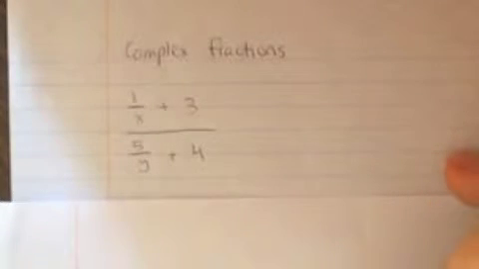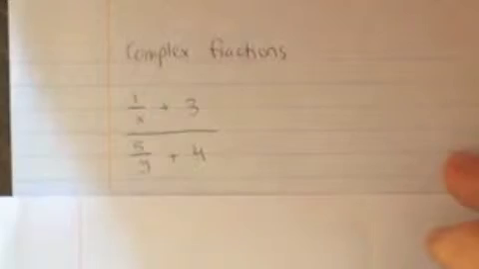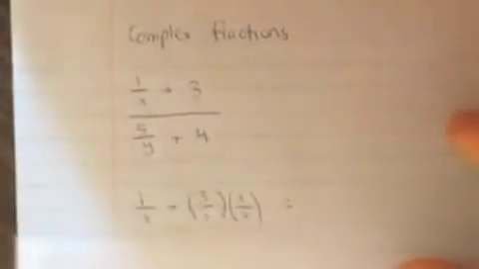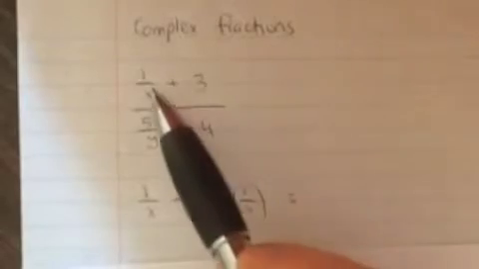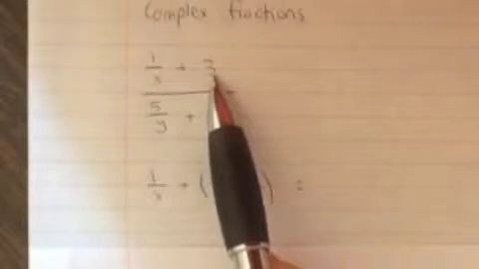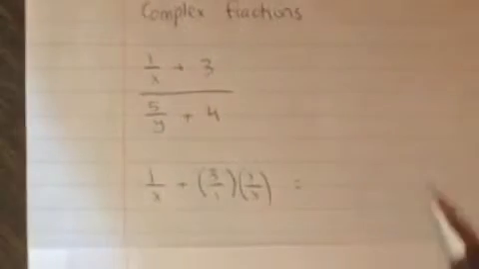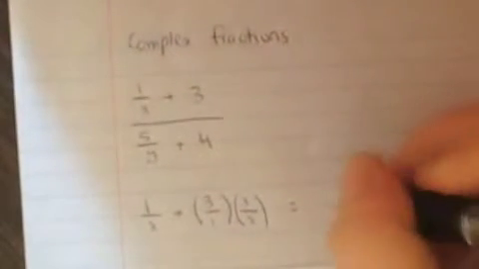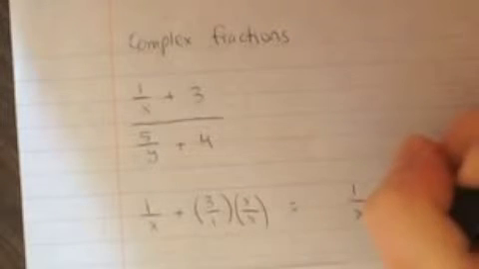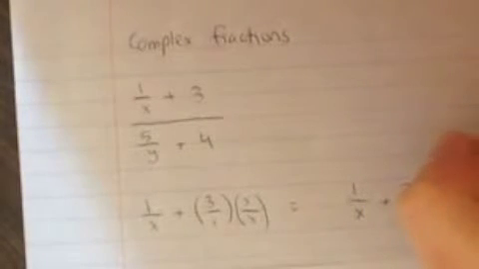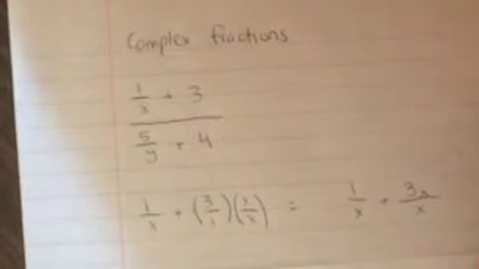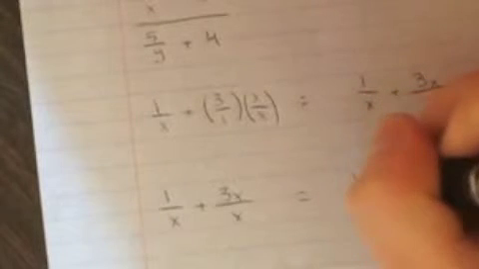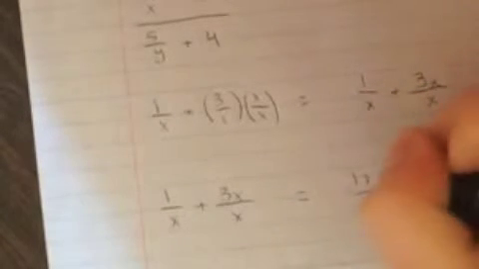So you're going to treat the numerator and denominator as two separate problems. Let's just look at the numerator first, okay? The numerator is 1 over x plus 3, and what we're going to do is make this 3 have the same denominator as this, so in that case, that would be x. So we multiply 3 by 1, which is the same as x over x, and so that becomes 1 over x plus 3x over x, and now they have the same denominator, and we can combine the top. So 1 plus 3x over x.